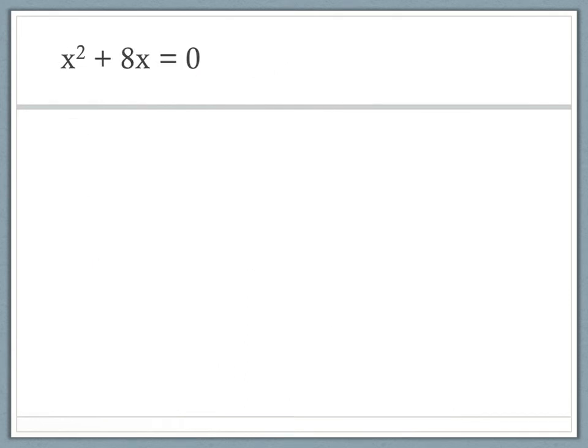All right, for this one, we're going to go ahead and solve it. Don't fool yourself with this one. Let's just look at it first. If you notice, we just have an x squared plus 8x. I can tell that there's an x that goes into both of those. So I'm going to write this as x, and then parentheses x plus 8.